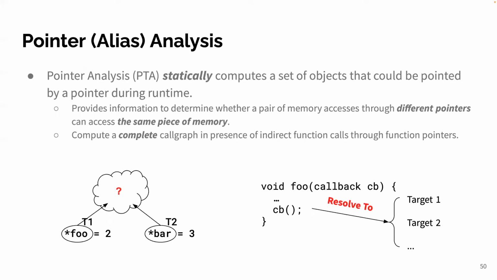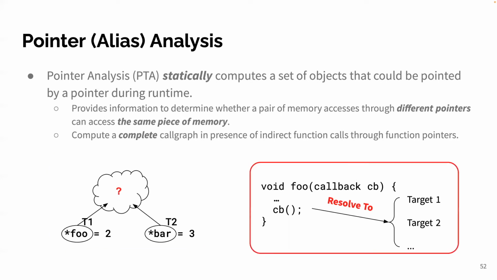At a high level, point-to analysis is a static analysis technique that statically computes a set of objects that could be pointed to by a pointer during runtime, which is referred to as the points-to set. It is essential to analyze programming languages with pointers or references by computing information on how different pointers can access the same or different pieces of memory. It also helps to compute a complete call graph in the presence of indirect function calls, such as function pointers in C and virtual functions in C++ and Java.